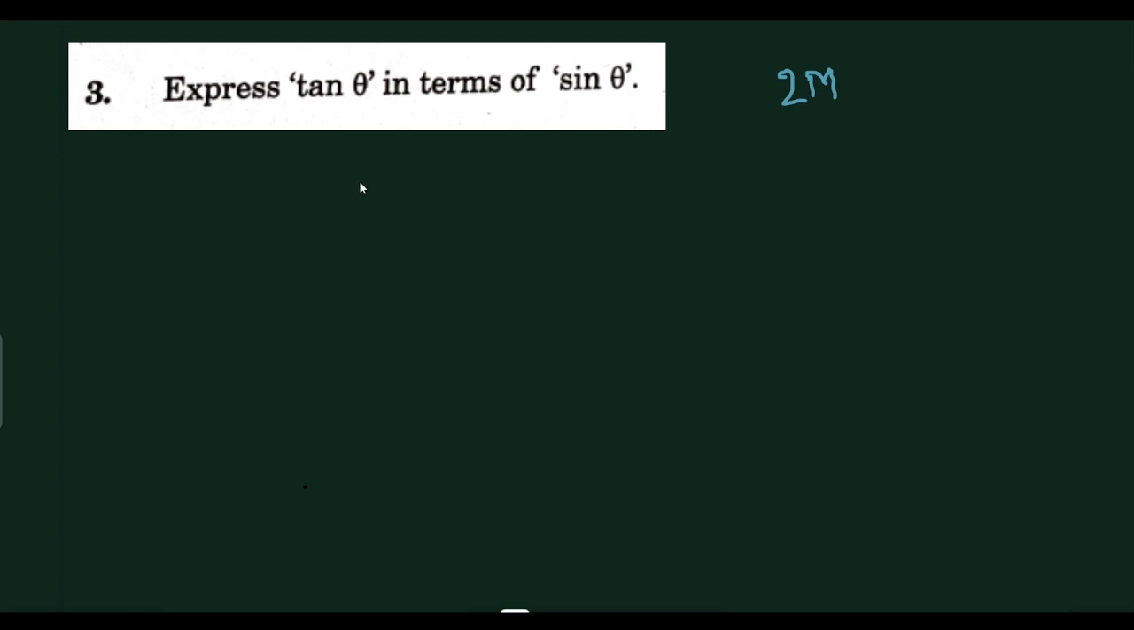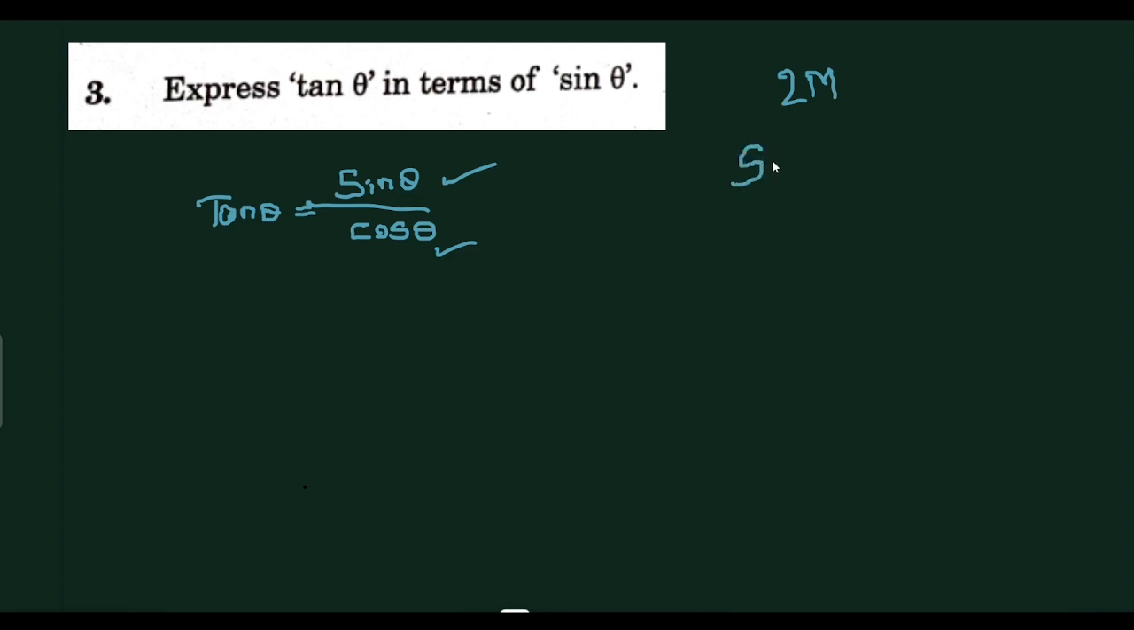Since it is tan, it's quite simple, because we already know the relation: tan theta equals sine theta by cos theta. Simply sine theta by cos theta. The numerator is fine, but we need to convert this cos also in terms of sine. Again, we have a relation between sine and cos.